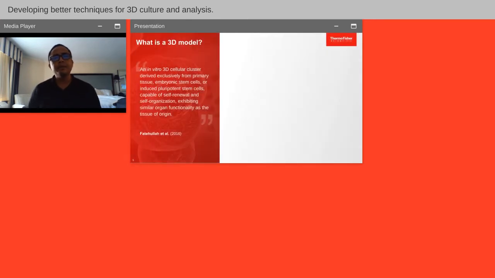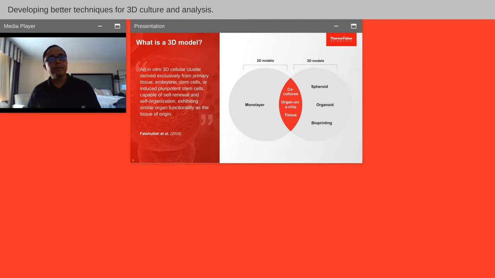Kind of going into some definitions of what we consider a 3D model. Fatula et al. has a really nice definition, sort of a textbook definition of what a 3D cell model is. He describes it as an in vitro cellular cluster from a particular cell source, which is capable of self-renewal and organizing, and has some sort of similarity to the tissue of origin. The graph here on the right highlights different types of cell models, going from least complex, simpler models on the left to more complex, more human in vivo-like on the right.